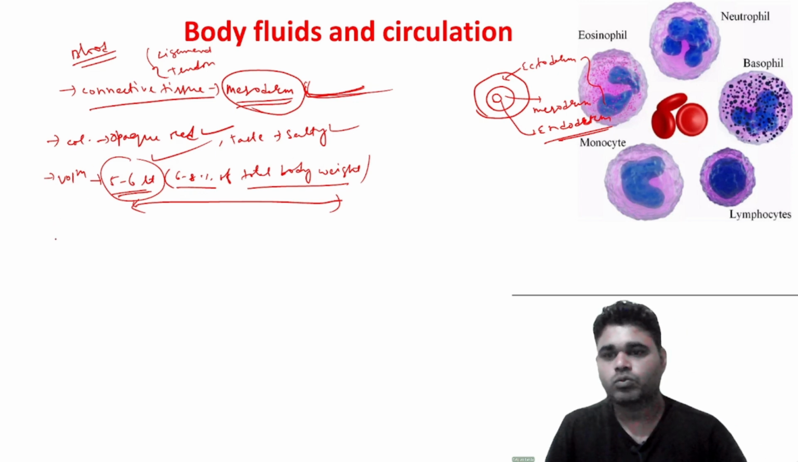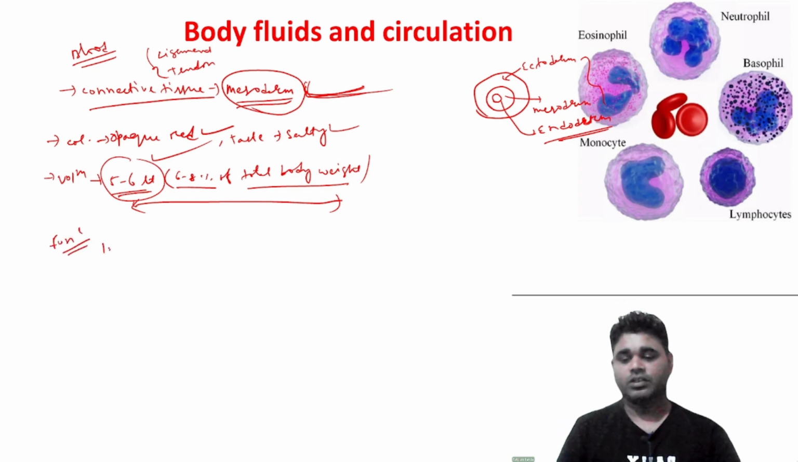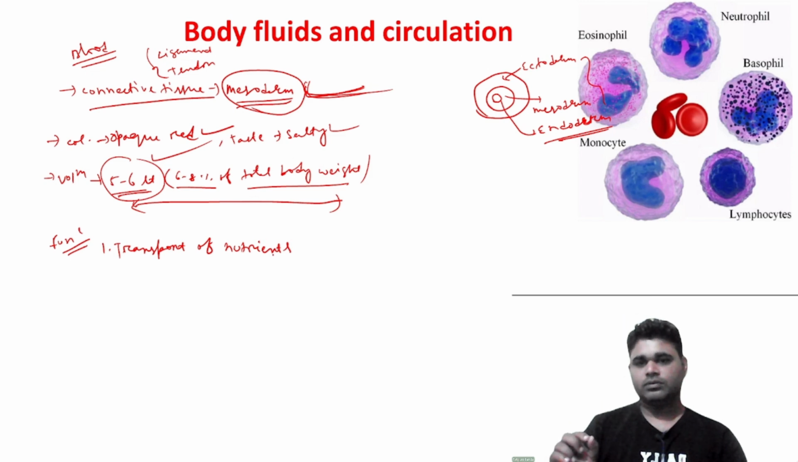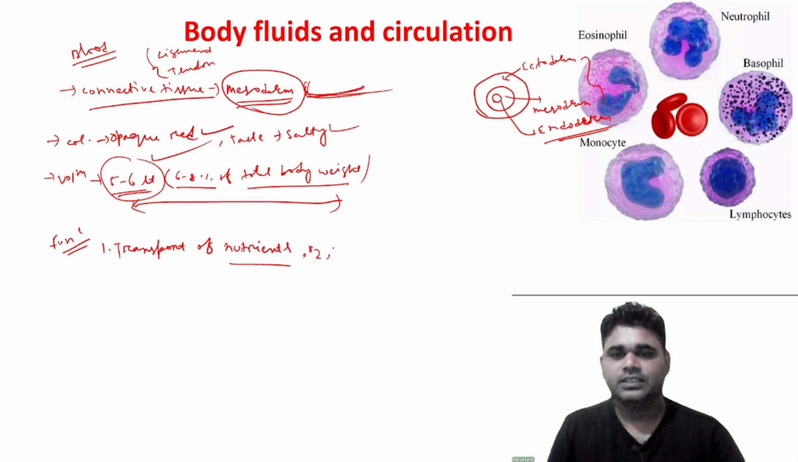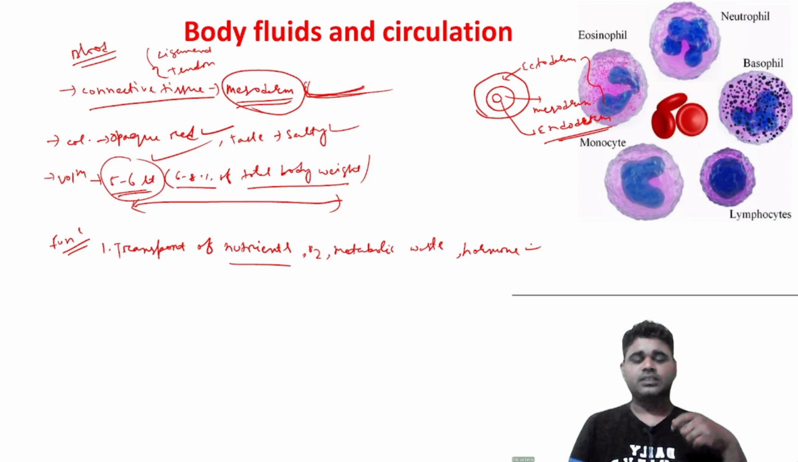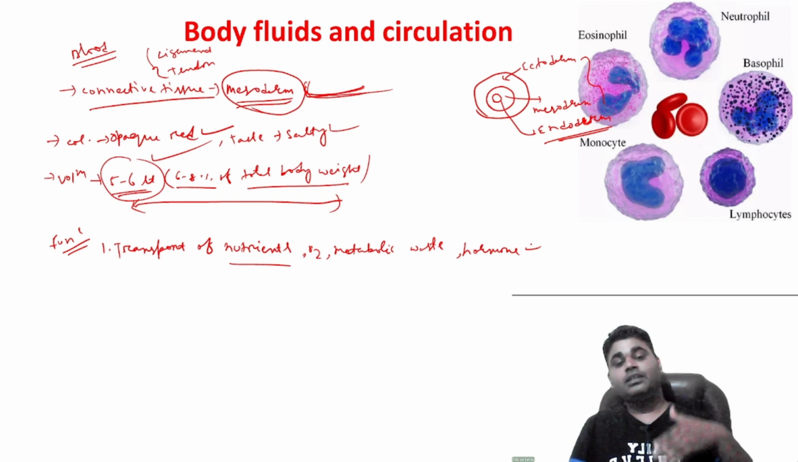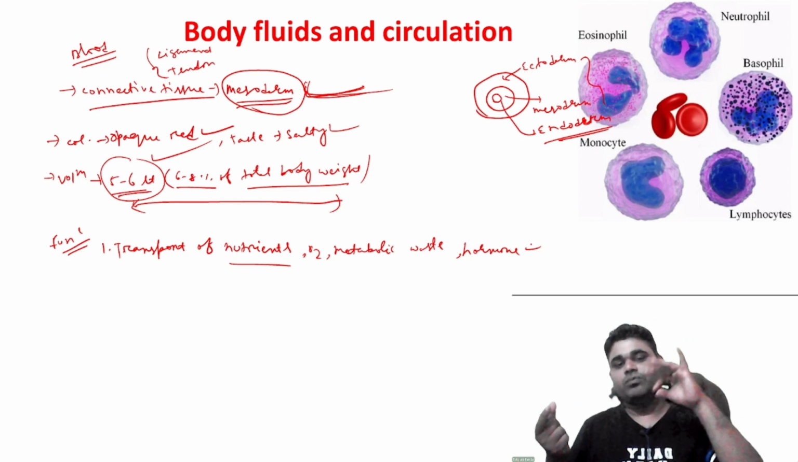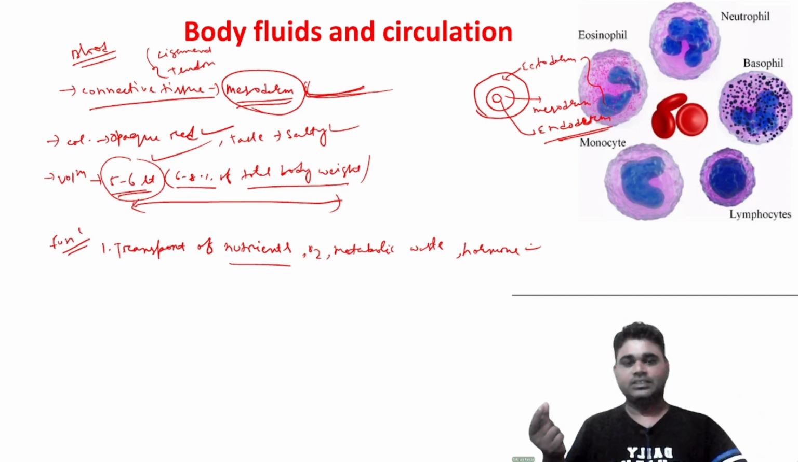Now come to the function. What are the functions of the blood? The first function of the blood is the transport of nutrients. Besides the nutrients, the oxygen, the metabolic waste and the hormones are also transported through the blood. For example, the pituitary releases ACTH, and ACTH acts on the adrenal. The adrenal is very far from the pituitary, but still it acts. How? The pituitary releases the hormone ACTH into the blood, and through the blood it is transported to the adrenal.